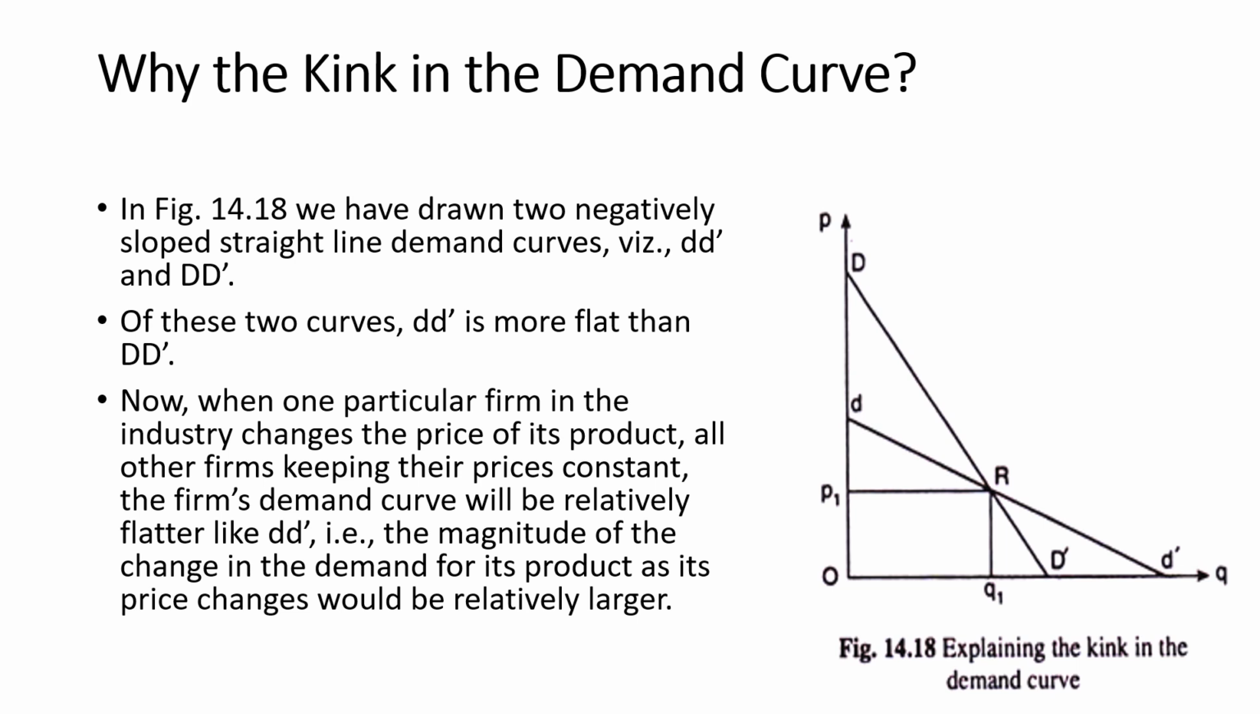When one particular firm in the industry changes the price of its products, all the other firms keep their prices constant. The firm's demand curve will be relatively flatter, which is indicated by small letter dd, and the magnitude of the change in the demand for its product as its price changes would be relatively larger, which is explained by the small letter dd demand curve.